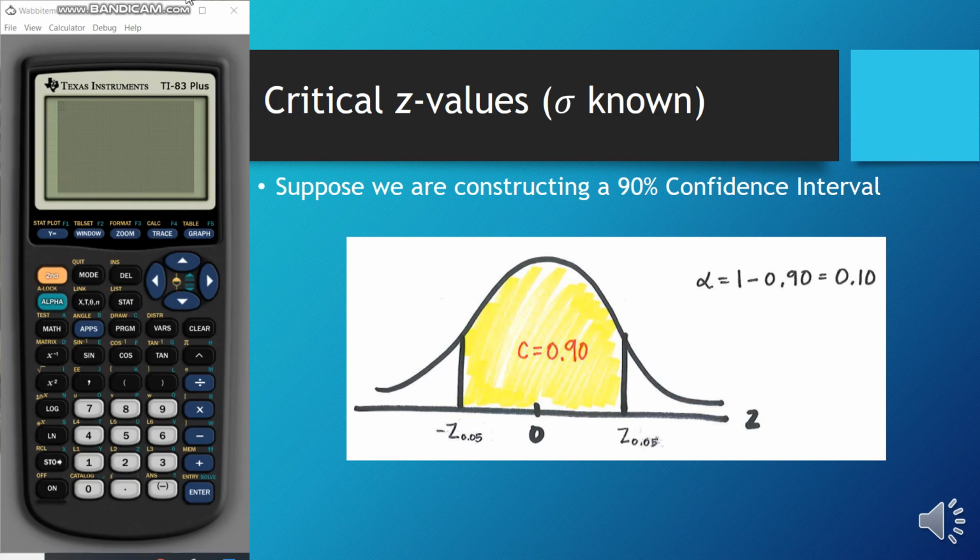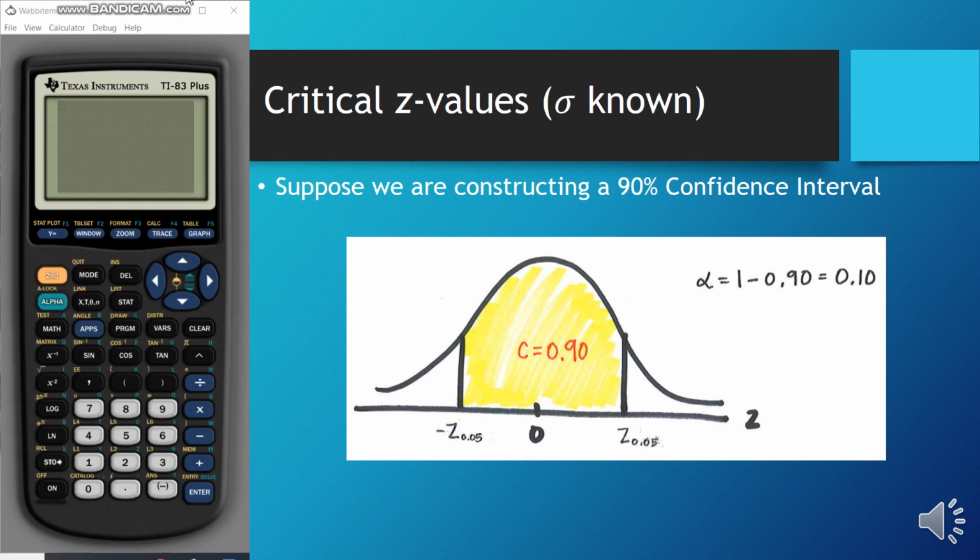All right, so I'm going to start by going to second and then vars. That's going to take me to the distribution list. Now I'm scrolling down to inverse norm, and then I'm plugging in 0.05 because that's the area to the left that I'm looking for. So that's negative 1.64. Okay, so negative 1.64, that's my critical Z value on the left.